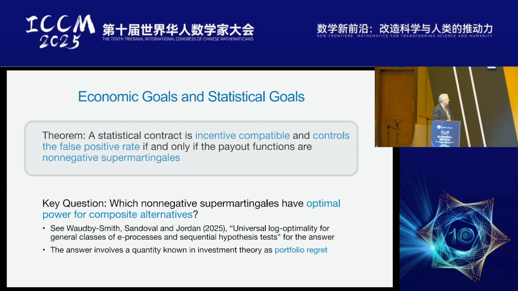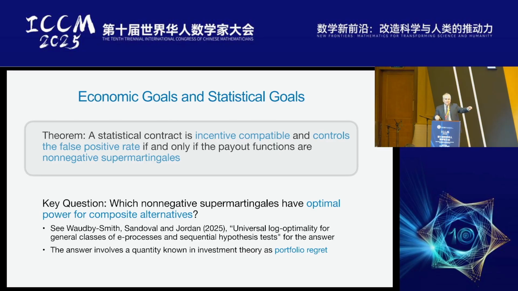Now, there are brand new mathematical challenges that arise if you start studying these systems. And here's one of them. You can ask which non-negative super martingales have optimal power for composite alternatives. Let me just say what that means. In statistics, you have a null hypothesis, and it could be a point or a composite, many different possibilities. And you have an alternative, and it can be a point or it can be many possibilities. In classical statistics, null single versus single alternative was solved 40 years ago, 100 years ago.